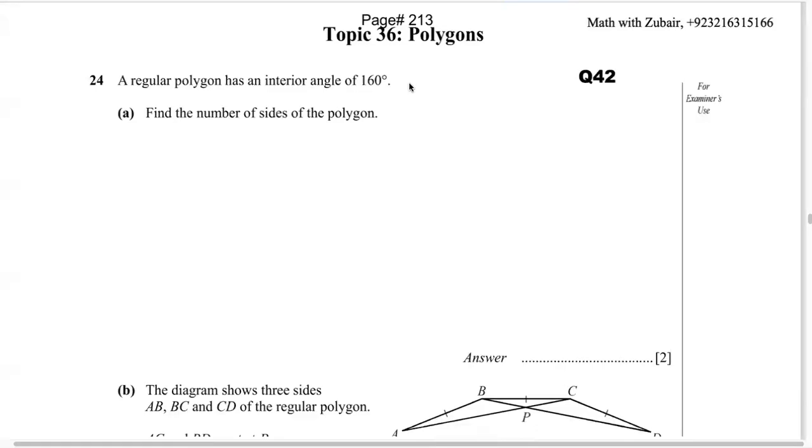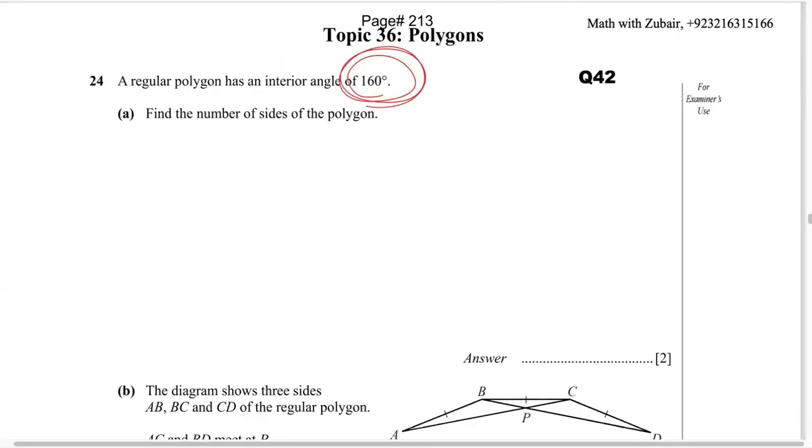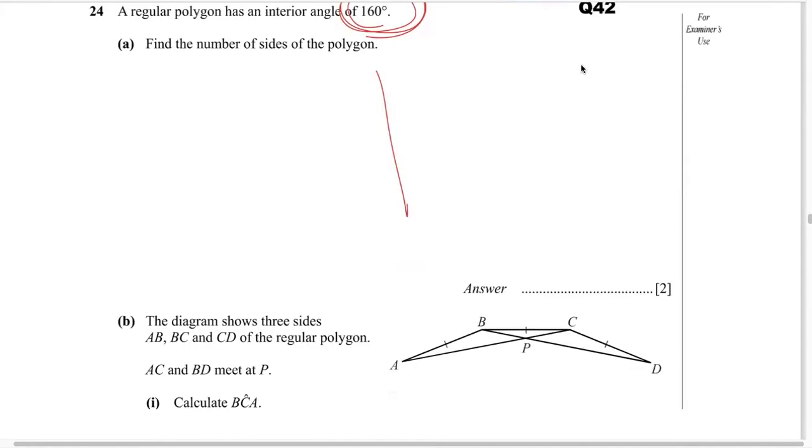This is a little fun. A regular polygon has interior angle equal to 160. And this is the question.